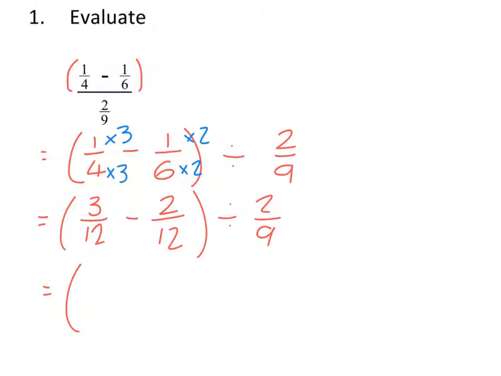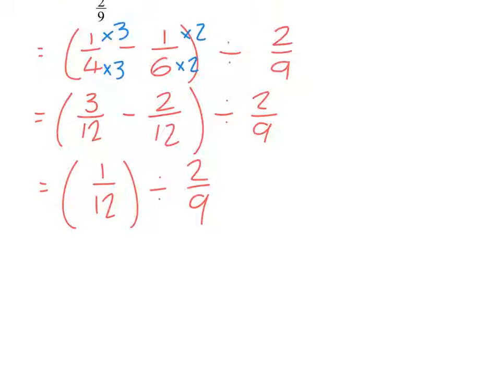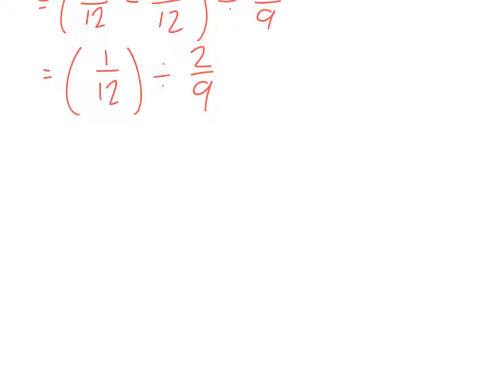So 3/12 take away 2/12 is 1/12, and we want to divide by 2/9. So now we have a division with two fractions to do. We never actually do a division. Anytime we have a division with fractions, we always change it to a multiplication. So we're going to have 1/12, and we're going to multiply. But the rule is, when we change from divide to multiply, we flip the second fraction upside down. So to multiply two fractions, we don't need the denominators to be the same. We simply do the top times the top and the bottom times the bottom.